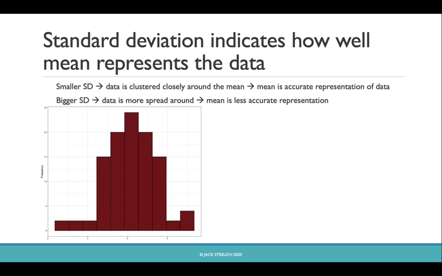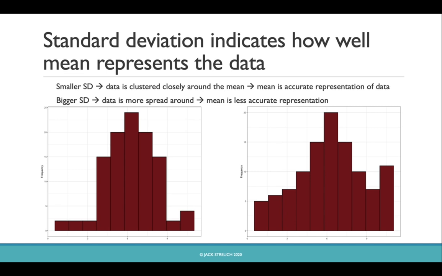So here we can see an example of a distribution with a relatively small SD, and you can see here that the data is clustered pretty closely around the mean of the sample. Compare that to a distribution like this one, which, because the data is more spread out around the mean, will have a larger standard deviation. Essentially, the mean is less of an accurate representation of the data in the example on the right than in the example on the left.